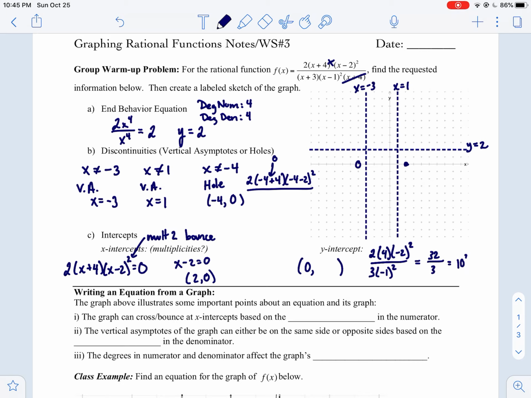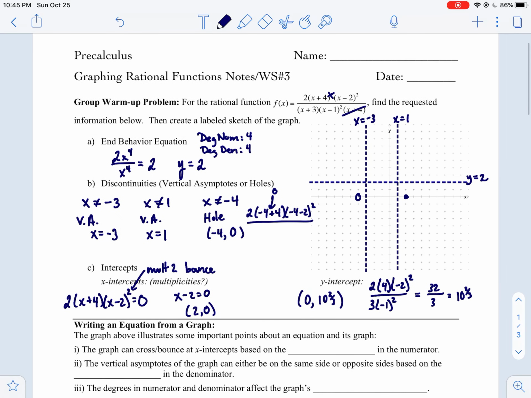So it looks like about 10 and 2/3 is where my y-intercept is. So I'll go ahead and plot that. So 10 and 2/3 would be about right there. Okay. Now this may be one of those cases where you're looking at this and say, gosh, that doesn't seem like enough information. I don't think I can graph this thing.